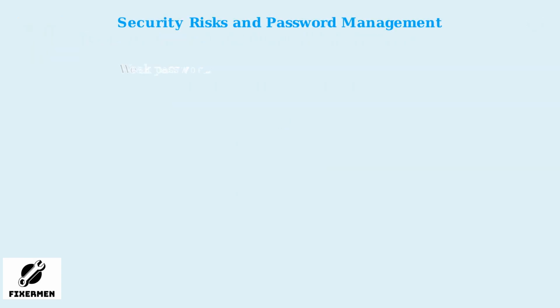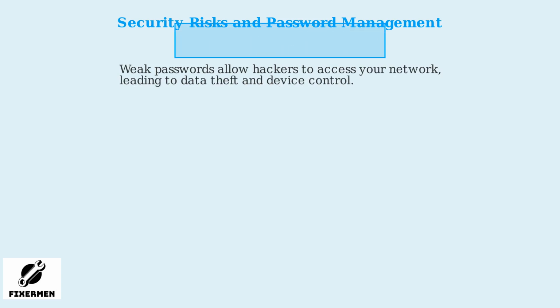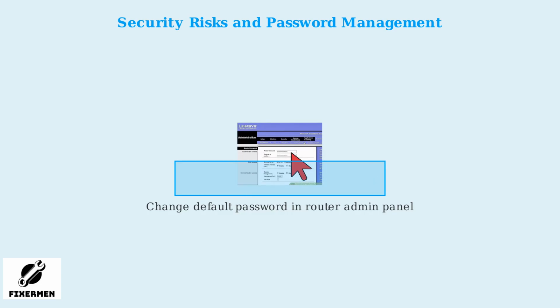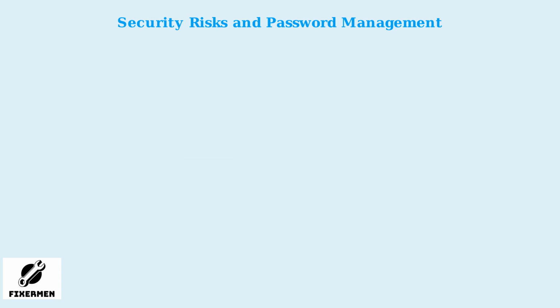A weak default password represents one of the most significant security risks to your router. These factory-set passwords are often simple and predictable, making them easy targets for hackers who can exploit them to gain unauthorized access to your network. This could lead to data theft, malware installation, or even control of your connected devices. Always change the default password immediately after setting up your router. Never leave the factory default credentials in place, as they are publicly known and widely exploited.